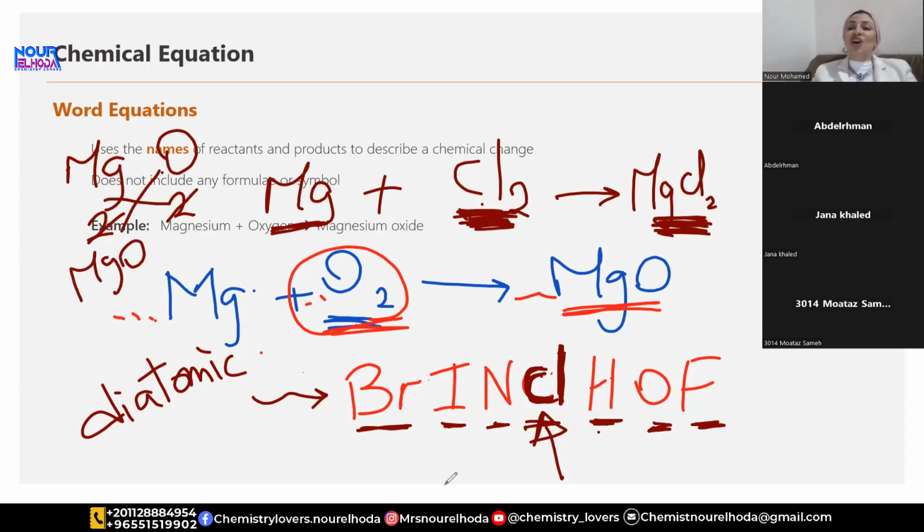That's why I started the class with the formulas. We don't write it diatomic if it's inside the compound, but if it is alone you need to write that it's diatomic. You got the point? Mg here is a metal, and Mg is outside the topic. Any metal, no metal diatomic.